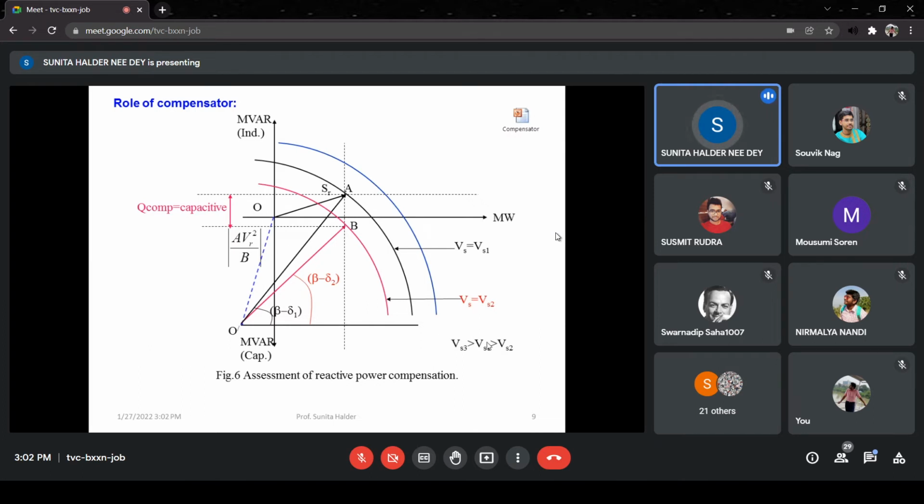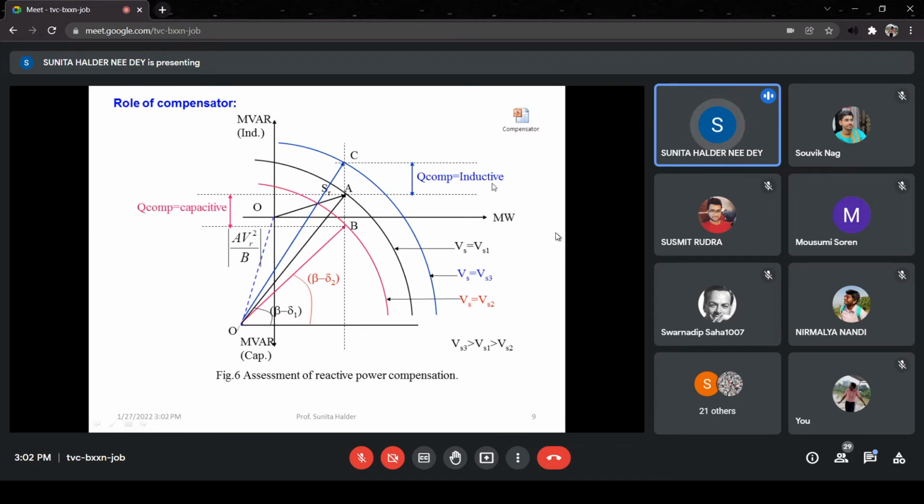Next, if the voltage rises, say to the blue one, Vs3, which is more than Vs1, the VSR will be beyond the operating point on this voltage power circle diagram corresponding to Vs3. In that case, we have to shift the operating point from A to C. Then we have to increase the reactive power level. So in that case, compensation will be inductive.